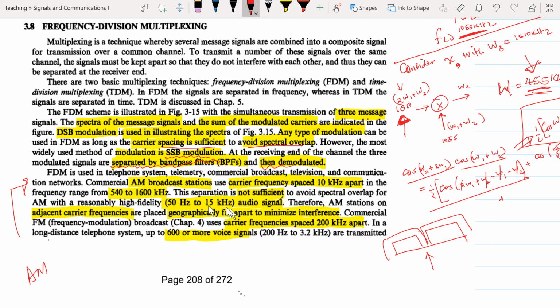We are saying that the commercial radio broadcasting stations that operate on amplitude modulation use carrier frequencies spaced at 10 kilohertz, and the center frequencies of the carriers are normally between 540 and 1600 kilohertz. And this separation of 10 kilohertz is not sufficient to provide a gap that would avoid the spectrum of the messages overlapping.